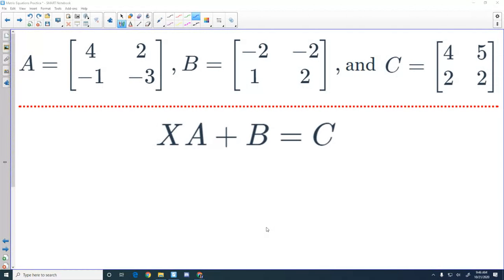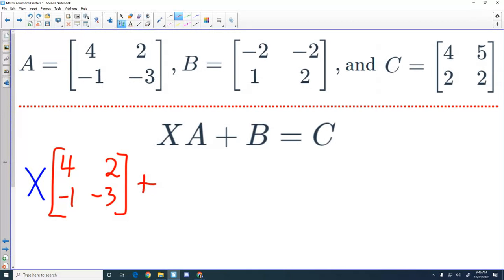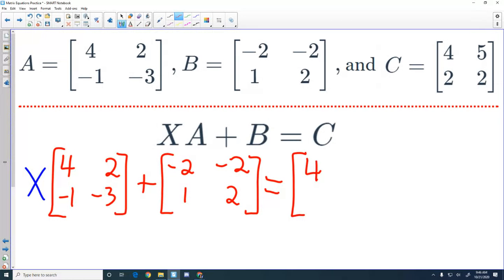Okay, hopefully you've had enough time to write these down. Let's go ahead, plug in matrices A, B, and C, and then solve this for X. So we're solving for X there on the left. It's going to be multiplied by matrix A, 4, 2, -1, -3, plus matrix B, which is -2, -2, 1, +2. And it equals matrix C, which is 4, 5, 2, and 2.